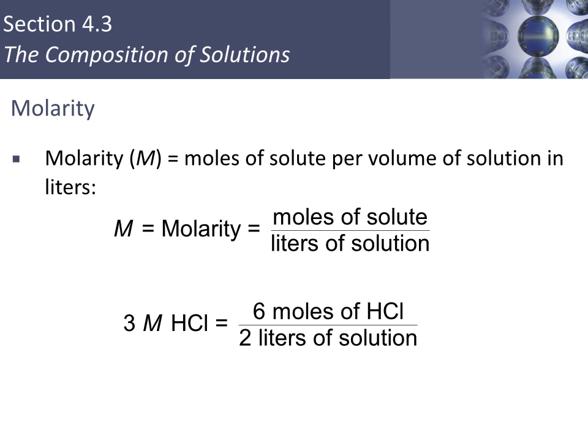Starting off, the composition of solutions. An important equation when it comes to composition of solutions is molarity, which refers to the moles of solute per volume of solution, and it's always given in liters. So capital M is molarity, and that's moles per liter. For example, if you had a 3 molar solution of hydrochloric acid, or HCl, that could be made by having 6 moles of HCl in 2 liters of solution.